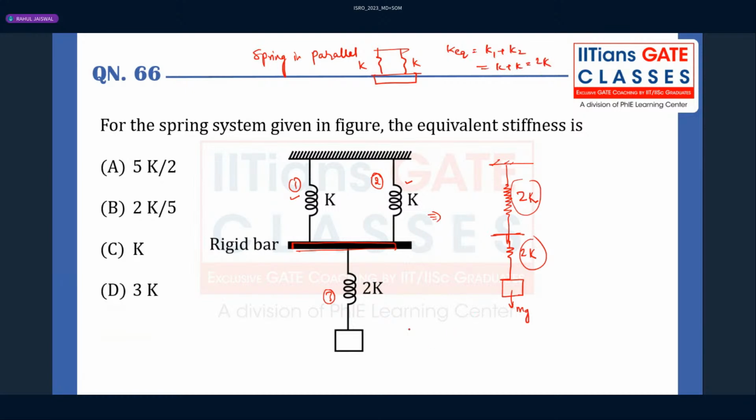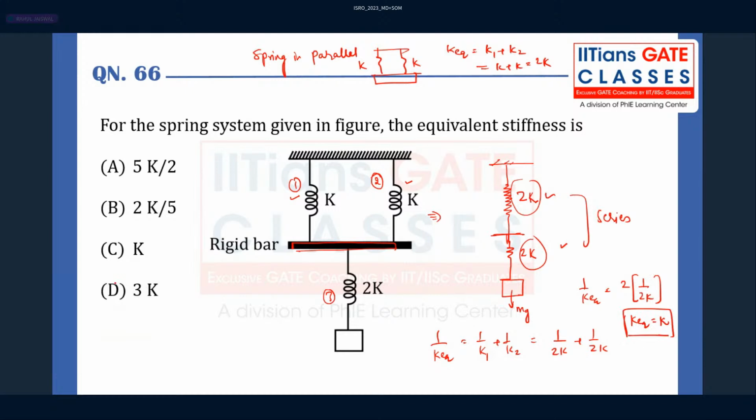When the springs are in series combination, as you can see, these are in series combinations. Right. Then what is the K equivalent? K equivalent will be 1 upon K1 plus 1 upon K2. Here K1 is 2K, plus 1 upon 2K. So 1 upon K equivalent will be 2 into 1 upon 2K. So K equivalent will be... It's very, very simple.